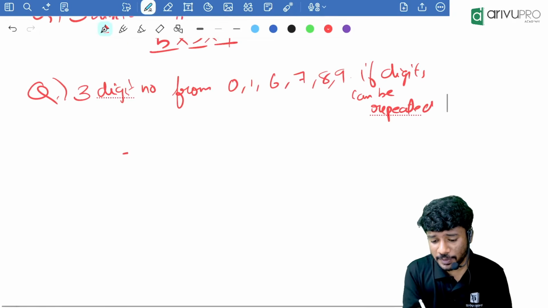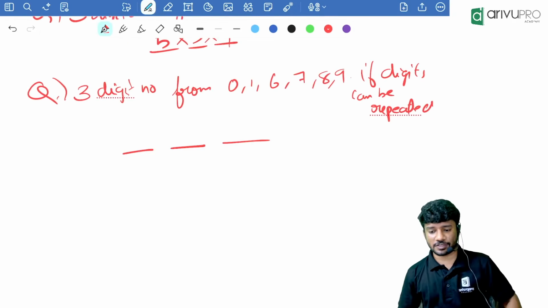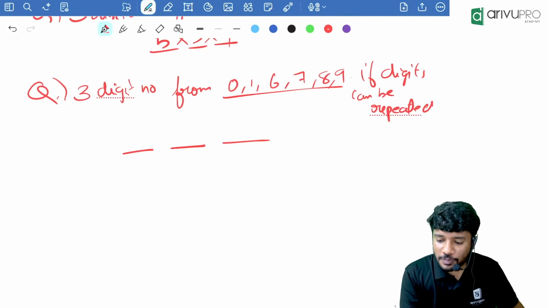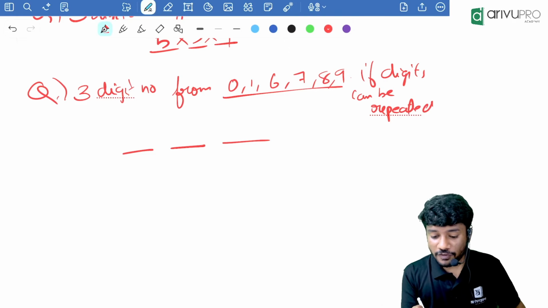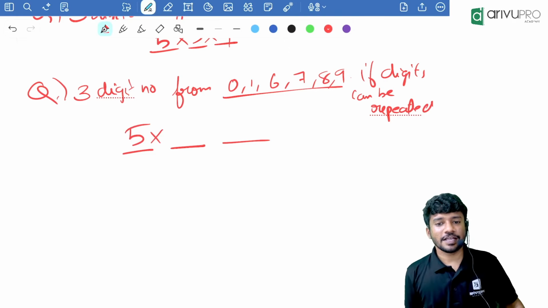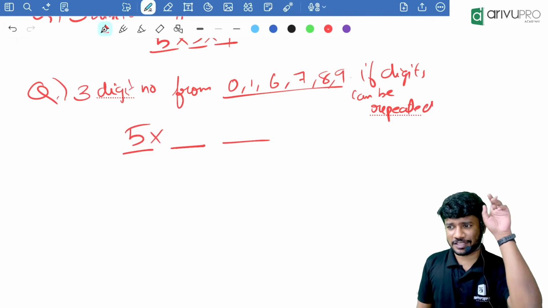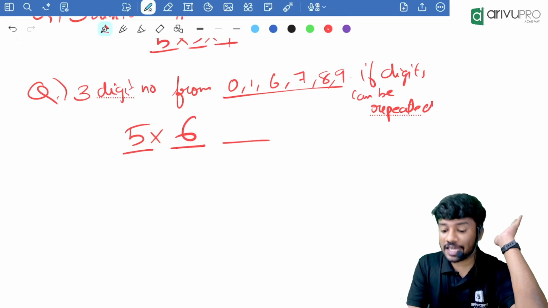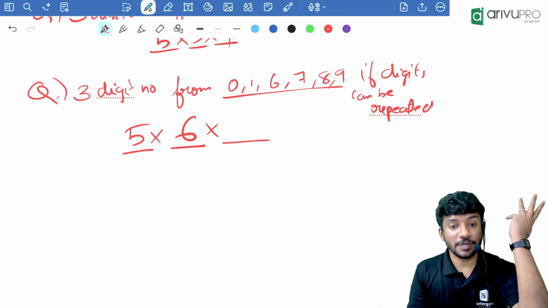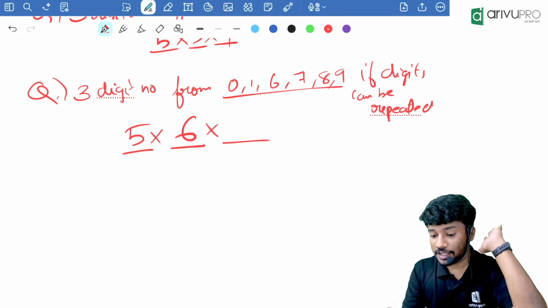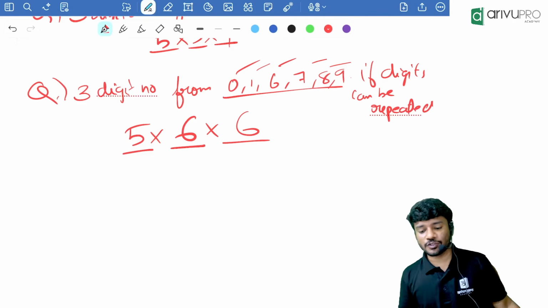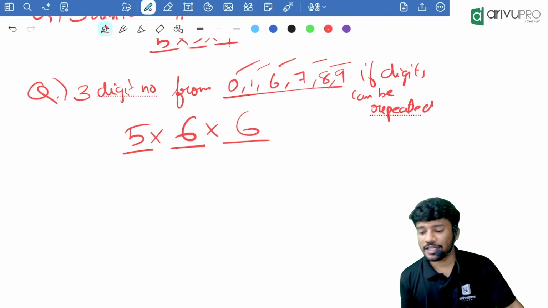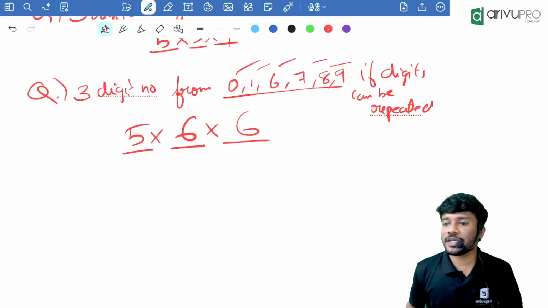Now 3-digit number means how many vacant places? 3 vacant places. Now can all the numbers sit in the first place? No. How many can sit in the first place? 5 of them can sit in the first place. Then how many can sit in the second place? All the 6 can sit in the second place. Why? Because in total 6 digits are there. Then how many can sit in the last place? 6 can sit. So 5 into 6 into 6 will be the answer if digits can be repeated.